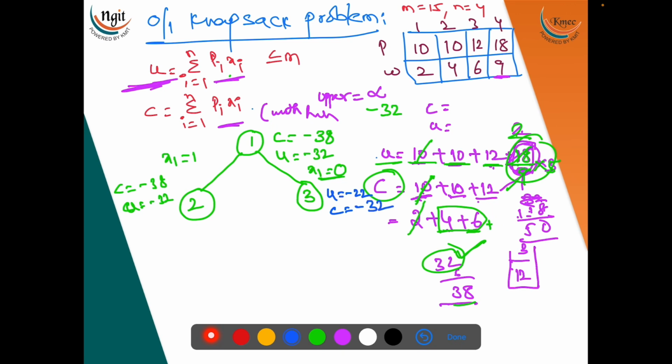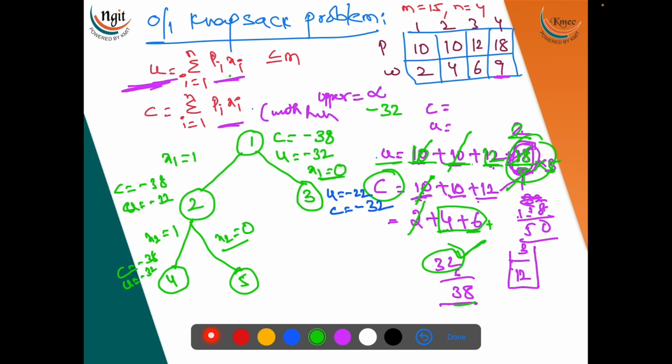Okay. Now let us have the x2 object inside the bag. So there won't be any change. The same values: c is equal to minus 38, u is equal to minus 32. If you will not place x2, then let's see the values of u and c. So x2 is 0. x2 is 0 means what? This 10 will get out of the picture. That means this 10, this 12 will be there.